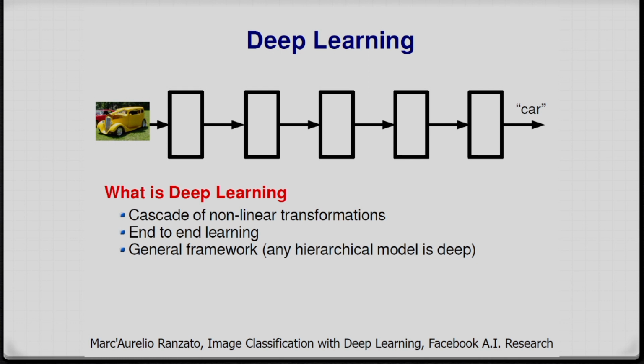And now this is the structure of the deep learning. In this case you can see the deep learning is nothing but the cascade of nonlinear transformations. It is a cascade of nonlinear transformations, and it is nothing but end-to-end learning. And in this case we consider hierarchical model. Why is it called deep? Because we want to extract more and more information from the input data.